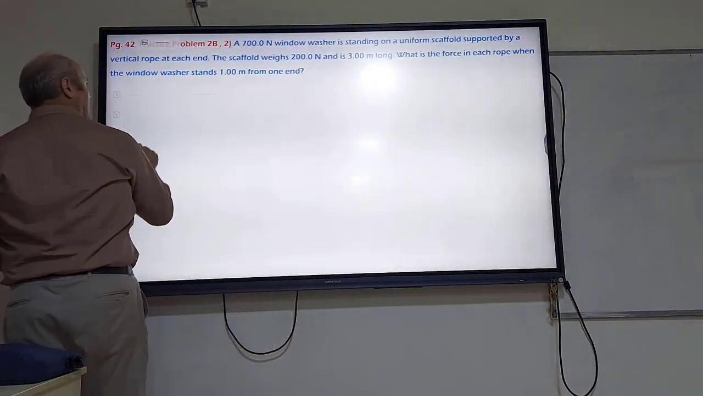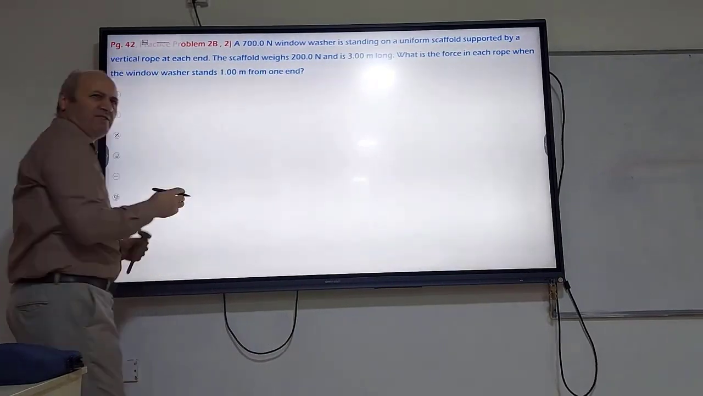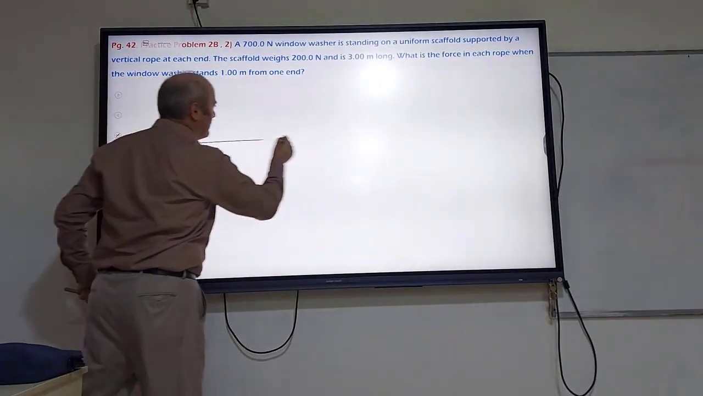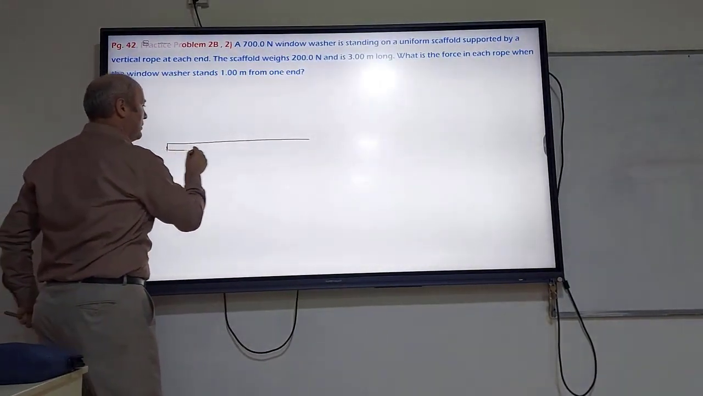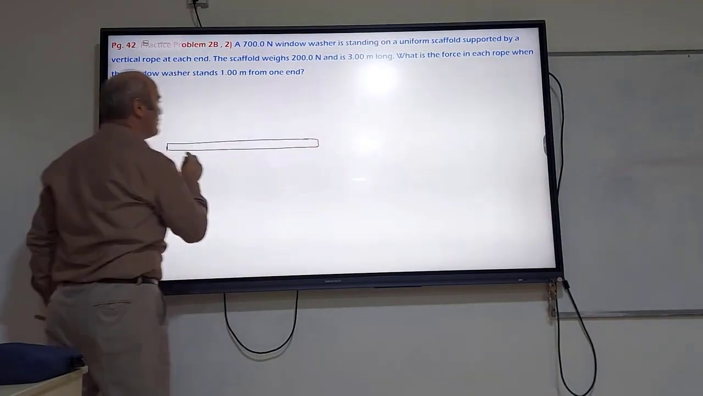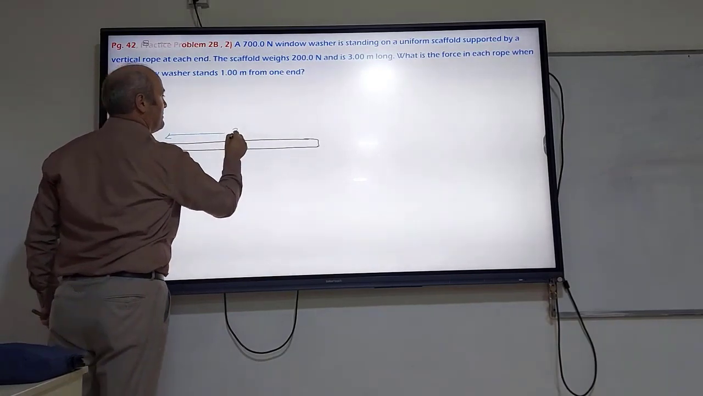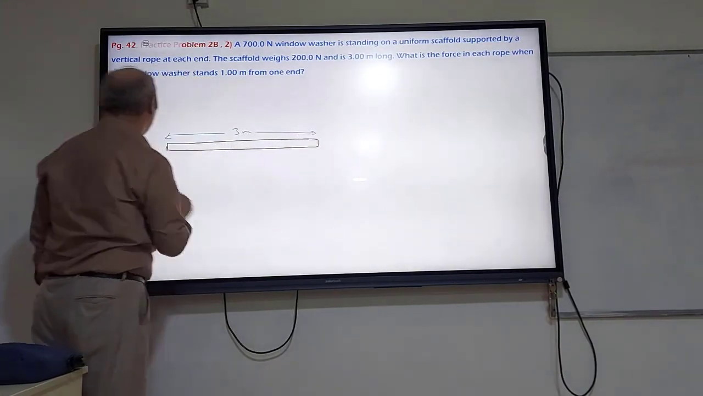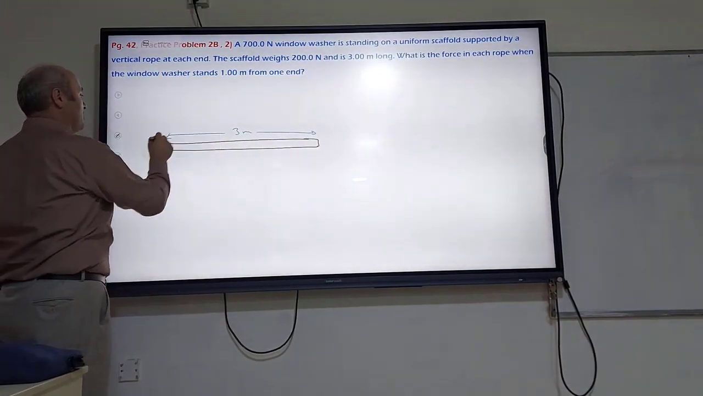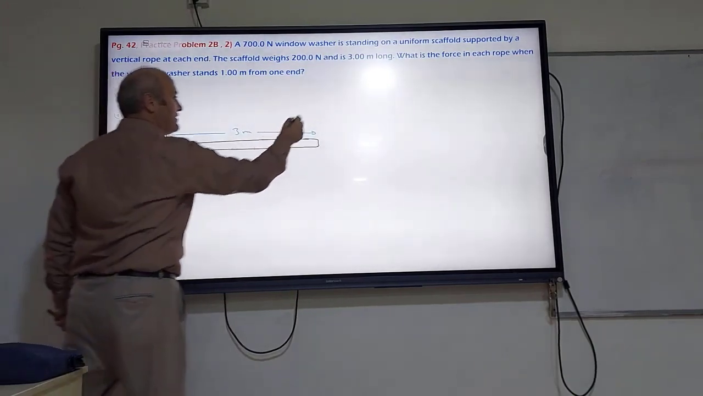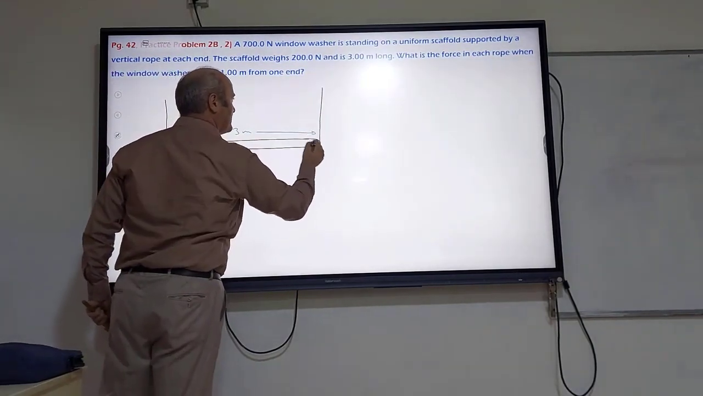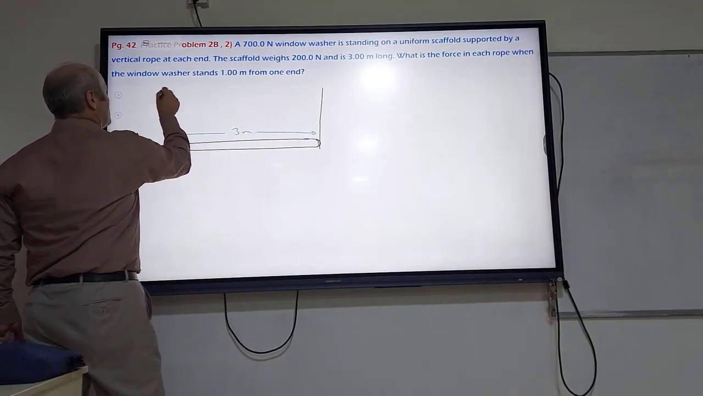Okay, let's draw the window washer. What is a scaffold? A scaffold is a board. What is the length of the board? It is 3 meters long, and there are 2 ropes, one at each end. Let's draw them. One rope is on the left end, the other one is on the right end. They are, of course, attached to something.